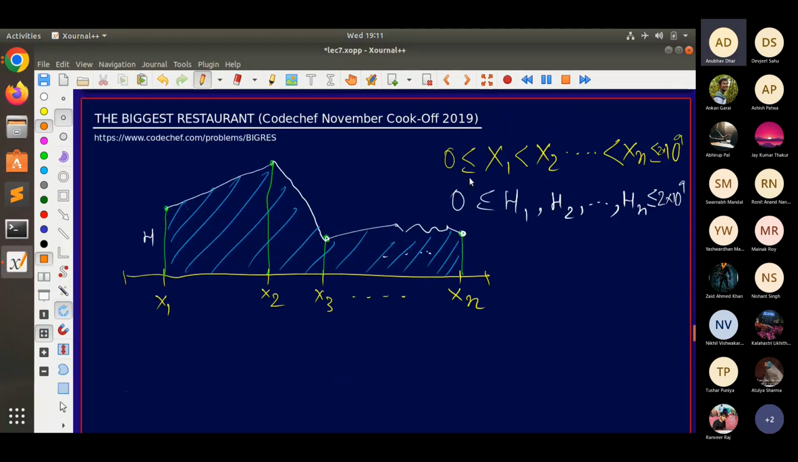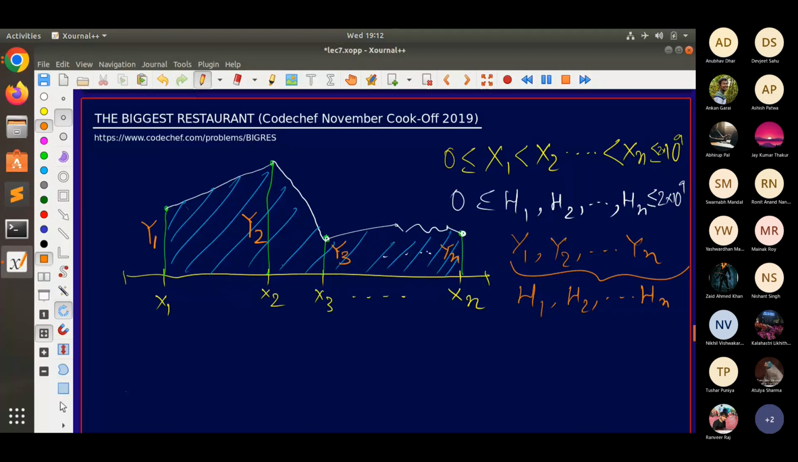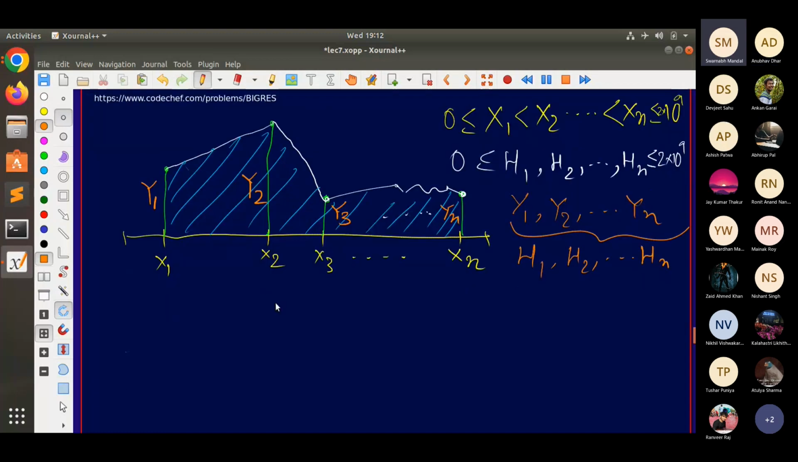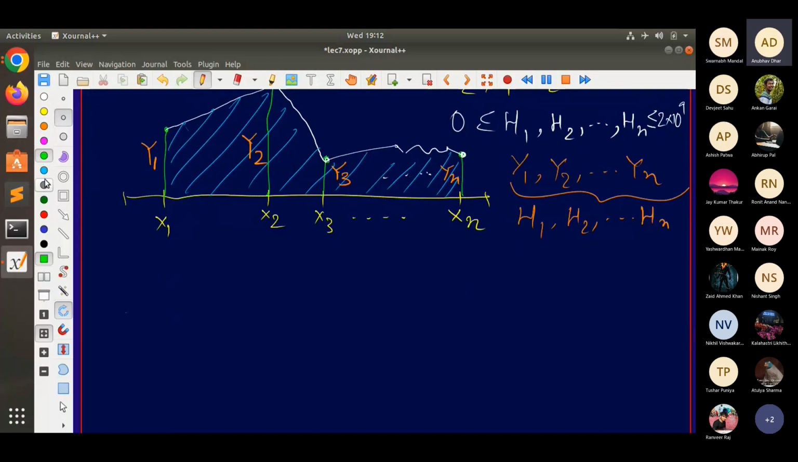Okay, so I'll just give you guys a little push. Can you calculate the area of this polygon for some permutation? So just assume that you have some permutation y1, y2, up to yn, which is basically a permutation of h1, h2, up to hn. The first pole is y1, the second pole is y2, the third pole is y3, and the nth pole is yn. What is the area of this polygon? We can find the area of the small trapeziums. Exactly.